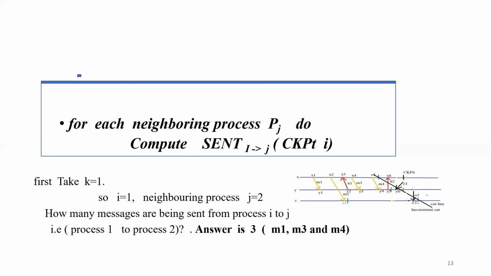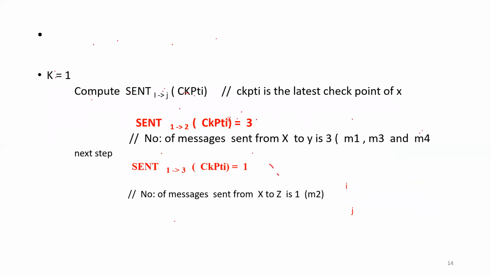So we are computing how many messages are being sent from I to J. Now, when k equal to 1, compute send I to J up to the checkpoint I. So send 1 to 2: how many messages? 3. So the number of messages sent from X to Y is 3, M1, M3, and M4. Send 1 to 3: how many messages are sent from process 1 to 3? That is process X to Z, and that is 1. So the number of messages sent from X to Z is 1. That is the message M2. Message M2 is the only message sent by the process X to Z.